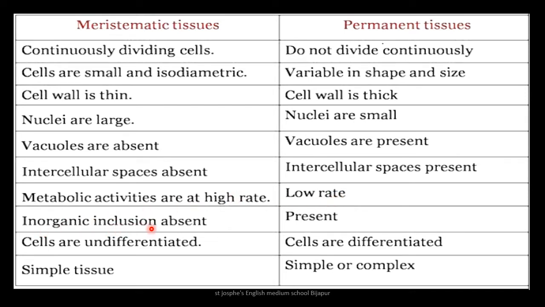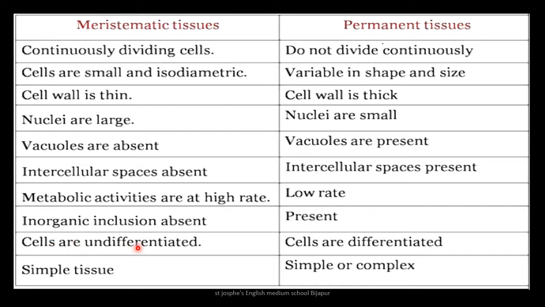Inorganic inclusions are absent. Now, what are inorganic inclusions? These are chemical substances, like starch or amino acids, proteins or some kind of chemicals, or fat globules, which are not present in the meristematic tissue, but they are present in the permanent tissues.